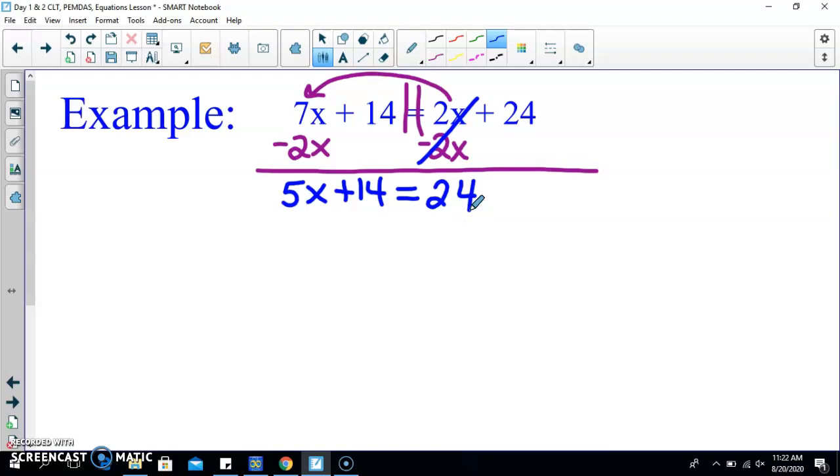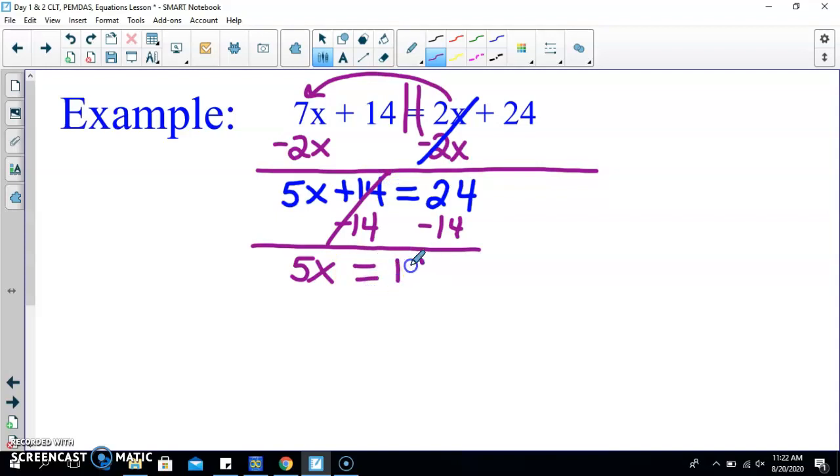Now again, my variables are on the same side, so I'm left with a basic two-step equation. So I have to get rid of my constant first, which would be the 14. To get rid of a positive 14, I'm going to make it a negative 14. 5x, 14 minus 14 is 0, equals 24 minus 14, which is 10. 5x means 5 times x. To undo multiplication, we are using division. So I will be left with x equals 2.